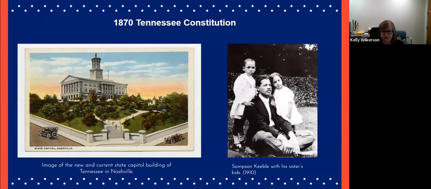A lot of the images that we see of him is his more formal portrait, but Lindsay was able to find this one from 1910 of Representative Keeble posing there with his sister's children. So we wanted to share that image with you all. All right, next slide.